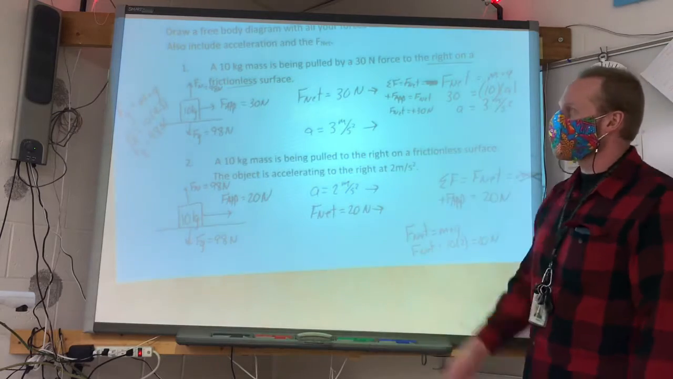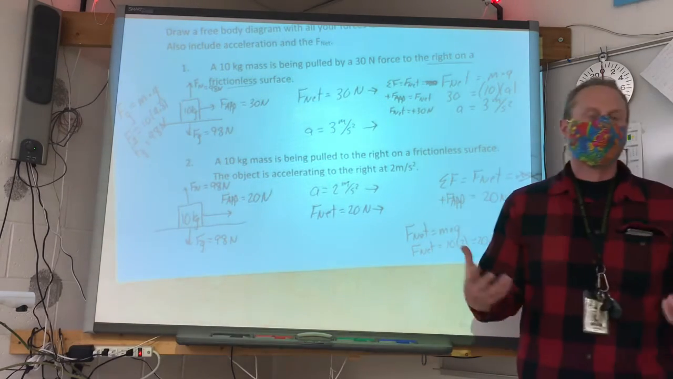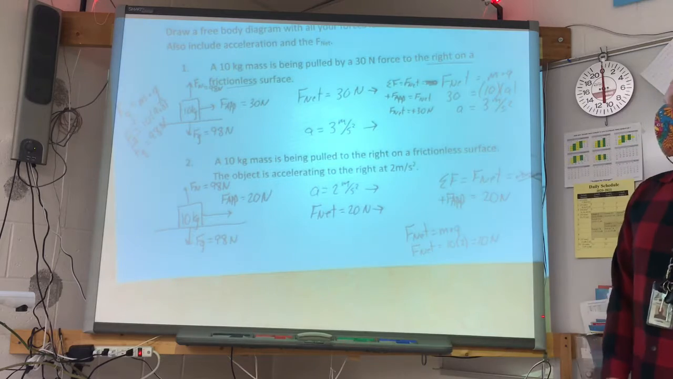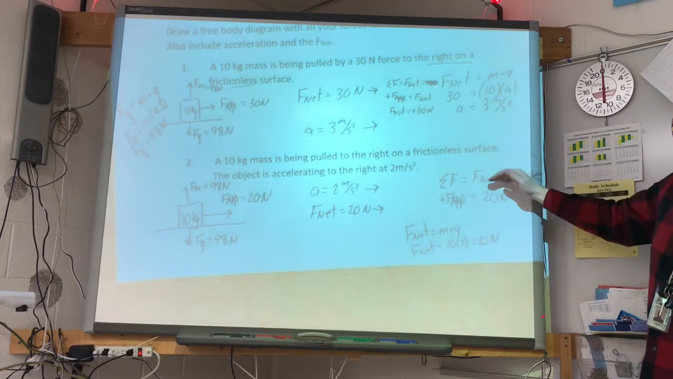Here's the answer to number 1 from the progress quiz that's posted in Canvas. We went through it in amazingly well explained detail. I just forgot to hit record. So there's the answer to number 1.